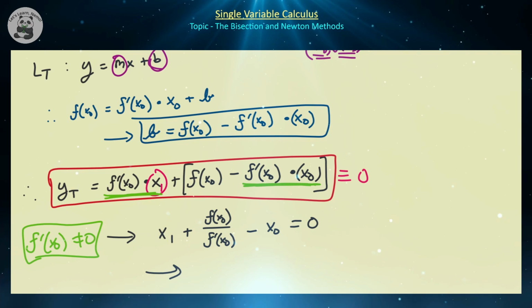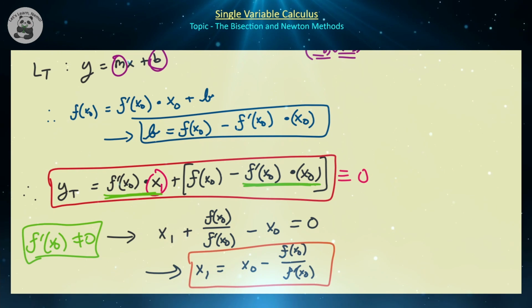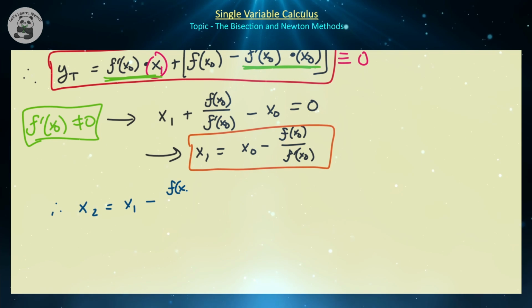And then we have what? So then we're going to have that x1 must be equal to x0 minus f(x0) all over f prime of x0. And that's a closed form representation for x1. And then once we have x1, we're going to find x2 how? So x2 is going to be equal to x1 minus f(x1) all over f prime of x1, and so on.